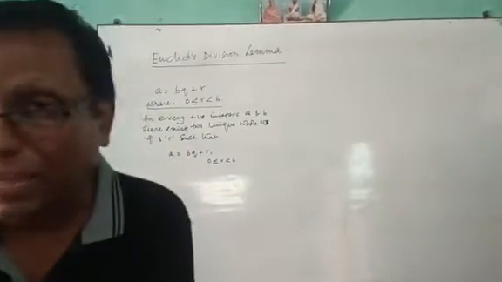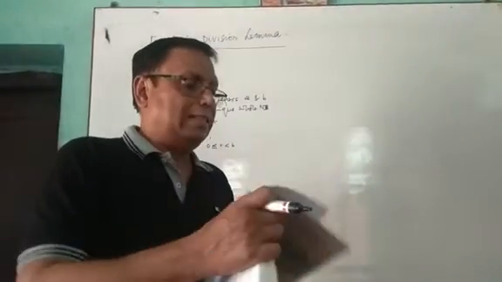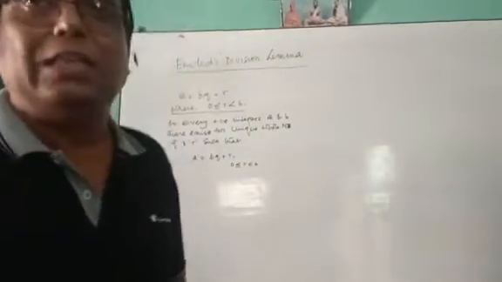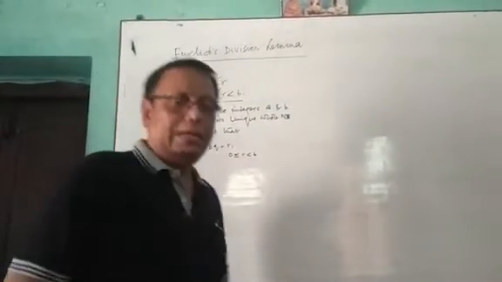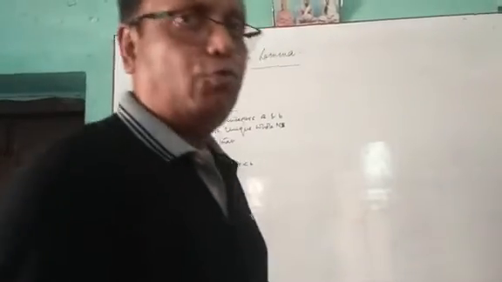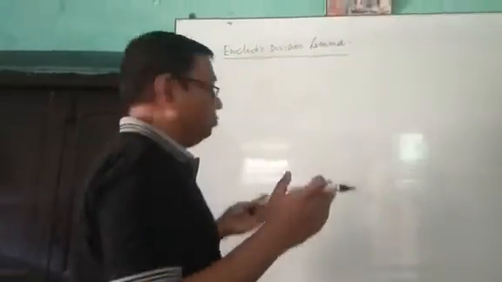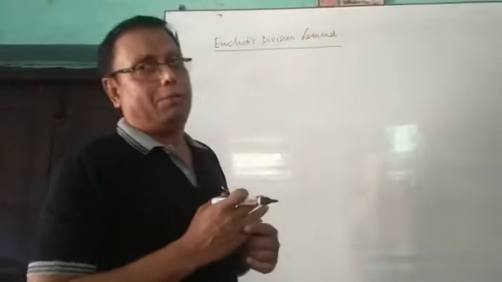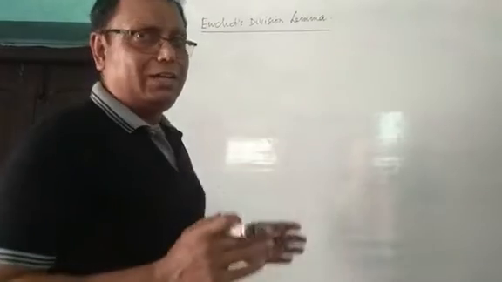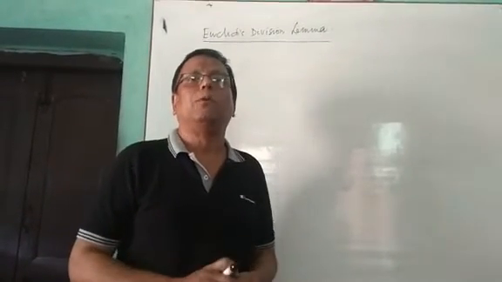The second application of Euclid's division lemma we will go through today, and this question is, show that any positive even integer is in the form of 2q and any positive odd integer is in the form of 2q plus 1. So we are going to discuss the next problem: we have to show that every positive even integer is in the form of 2q and every positive odd integer is in the form of 2q plus 1.